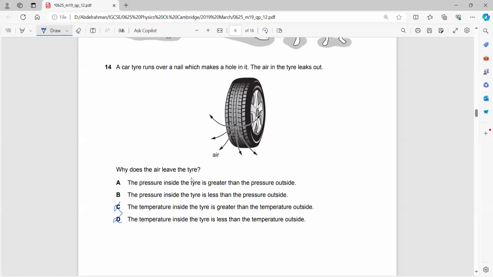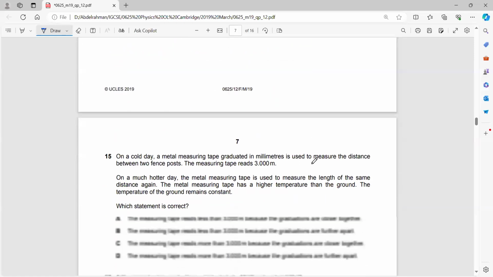Yes, it has to be greater inside the tire than outside. That's why air always moves from the greater pressure to the lower pressure. That's the normal motion, from high pressure to lower pressure. Yes, it has to be A. Bravo, I'm really glad.